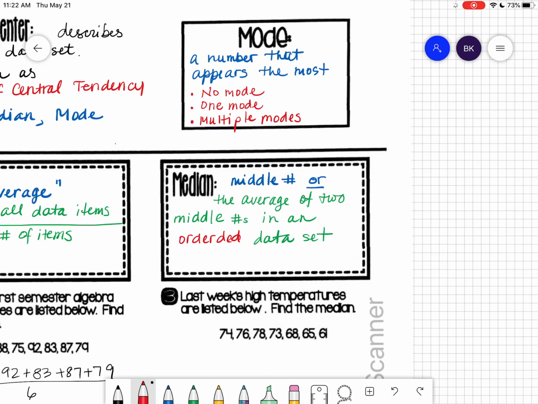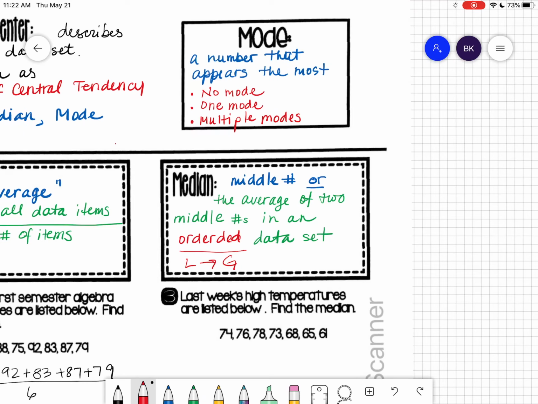The next measure of center we're going to talk about is the median. The median is the middle number, or the average of the two middle numbers if you don't have a middle number, in an ordered data set. Notice how I wrote ordered in red. You have to order the data from least to greatest. Don't forget to do that in order to find the median.